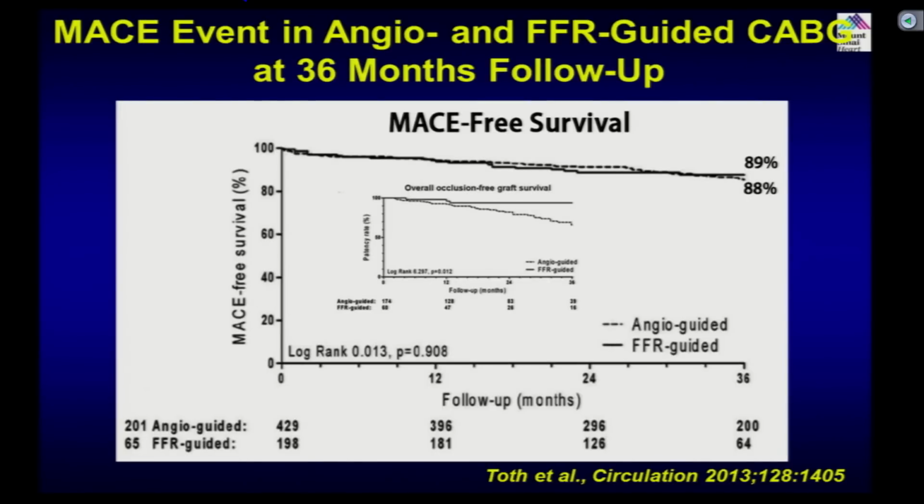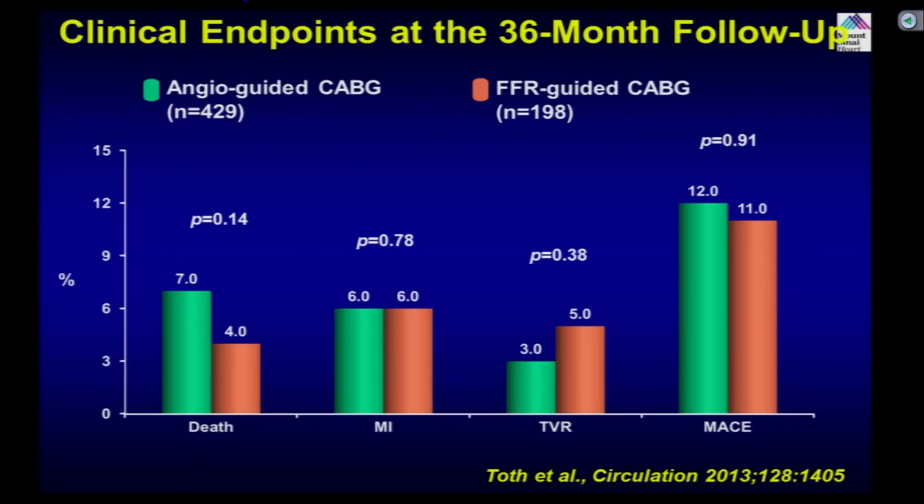That overall MACE-free survival at 36 months. And you can see here that they're clearly in favor of the FFR guided group. And these are the individual endpoints, the death, the TVR. So both were lower in the FFR guided group versus the angio guided group. Again, I want to say it's not a randomized trial. This is from their own database, and FFR guided was the case.